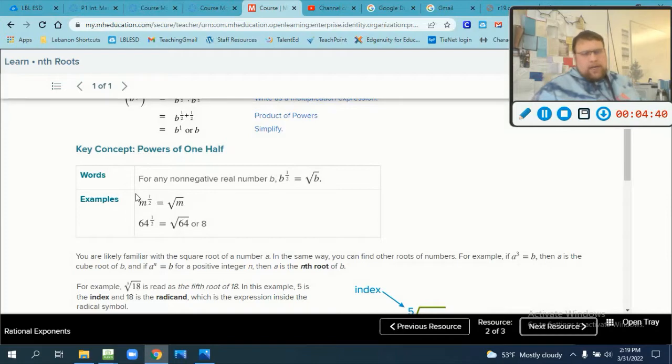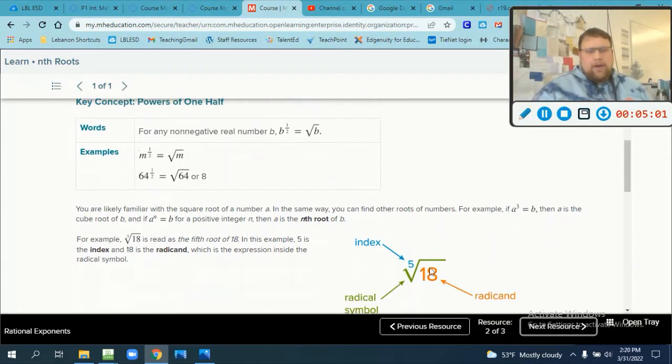The first one, again, you don't need symbols. It says for any non-negative real number b, b to the 1/2 means the square root of b. So when we write something to the 1/2 power, that's the square root. So m to the 1/2 is the square root of m. 64 to the 1/2 power is the square root of 64, which is 8, because 8 times 8 is 64. So again, pause this, write it down.